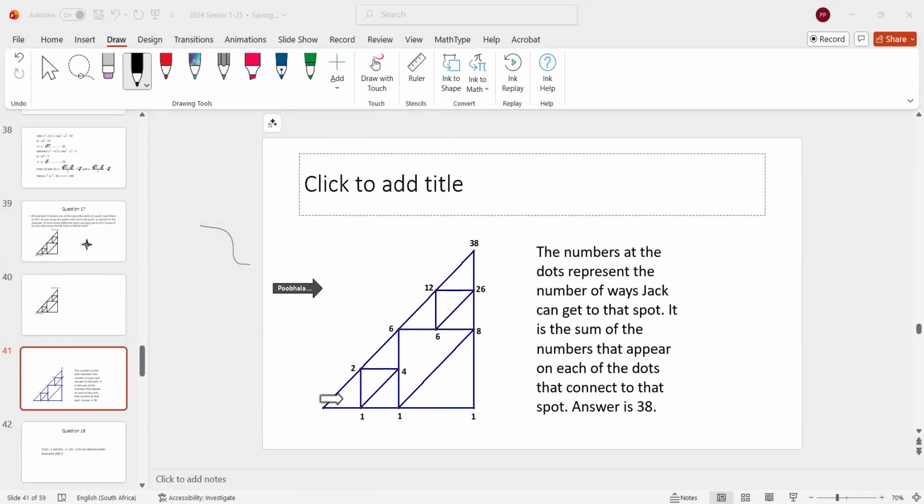Okay, so all these were 1. I didn't have a problem with that. 2, 2 plus 1 is 4. I didn't have a problem with that. 6, 6 and 6 is 12.